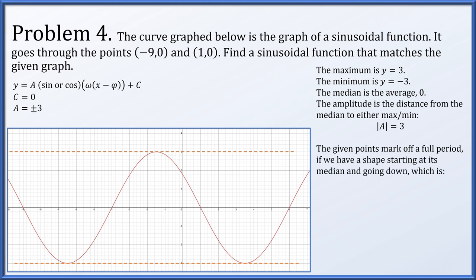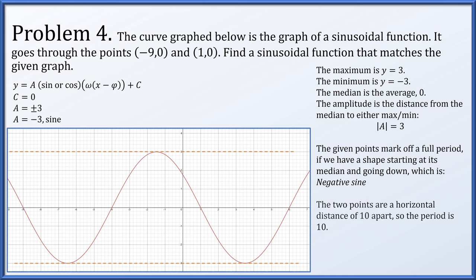Now the shape starting at the given point, negative 9, 0, going to the point 1, 0, starts at the median value and goes down, which is a negative sine curve. So we want to let a be negative 3 and use a sine function.